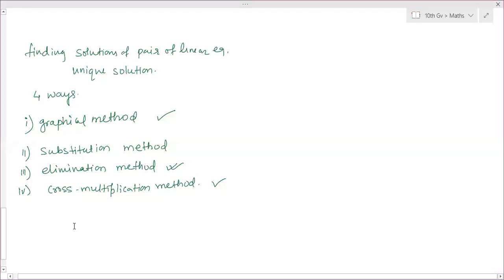Okay, so we have started with the pair of linear equations, and we come to the different types of finding solutions of a pair of linear equations. Now, one by one, we have to start. First one is the substitution method. For that, you need an example. By taking the example, I will explain how to do it with the substitution method.